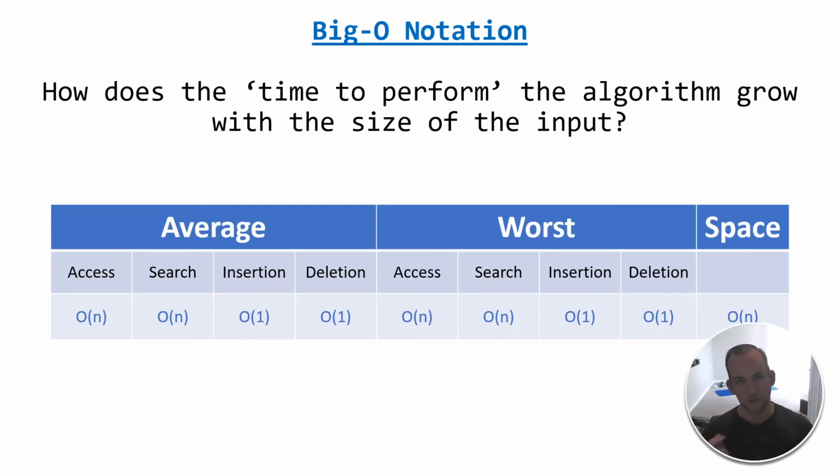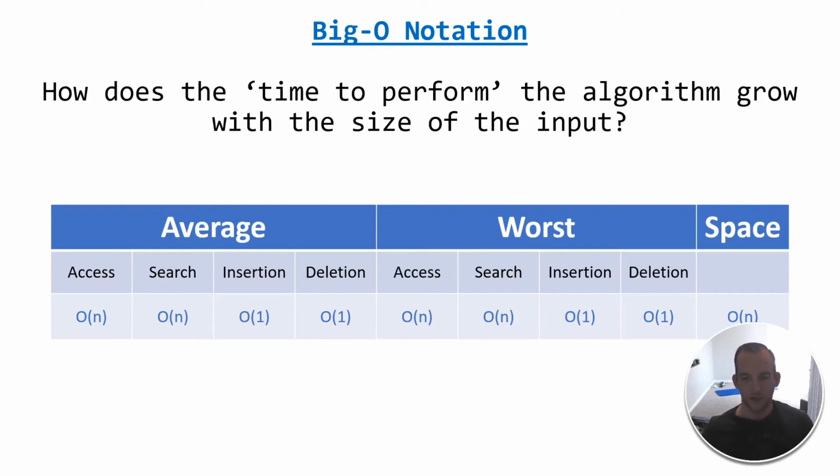Okay, so last thing I want to talk about is the big O notation. So again, real quick, big O notation is: what is the time to perform the algorithm as the size of the input increases? I don't like talking about the best case because that hardly ever happens anyway, so I don't care about that. We're going to talk about average and worst case time complexity, and then space complexity.